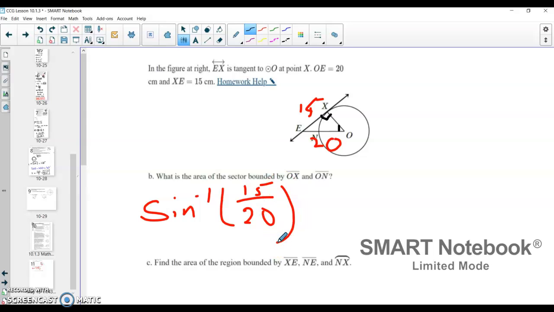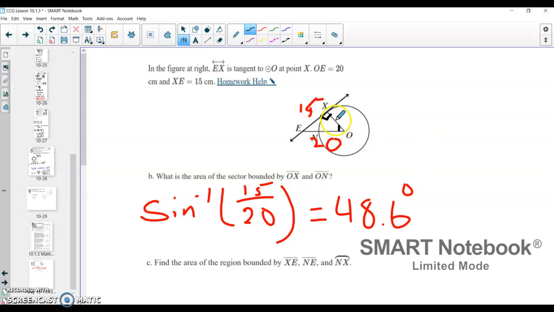And if we do that, we'll have our central angle for that sector. Because really we're looking for this sector right here. Kind of poorly drawn, but it's that little slice of the pizza that we're looking for. I just got to bring my calculator out to do this. The sine inverse of 15 divided by 20 gives me an angle that is equal to 48.6 degrees.